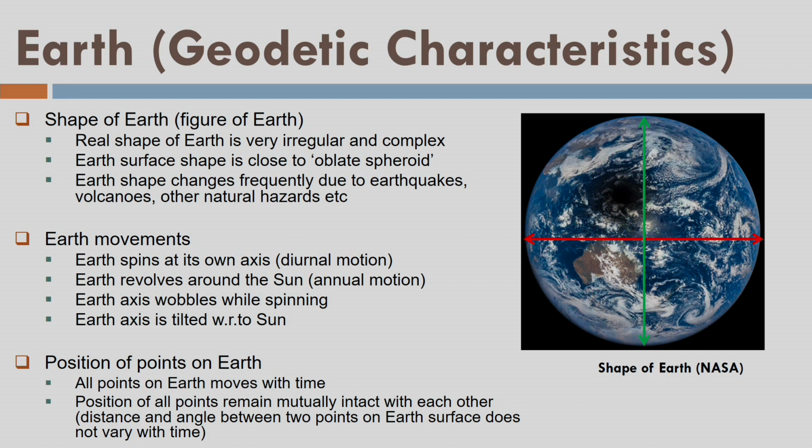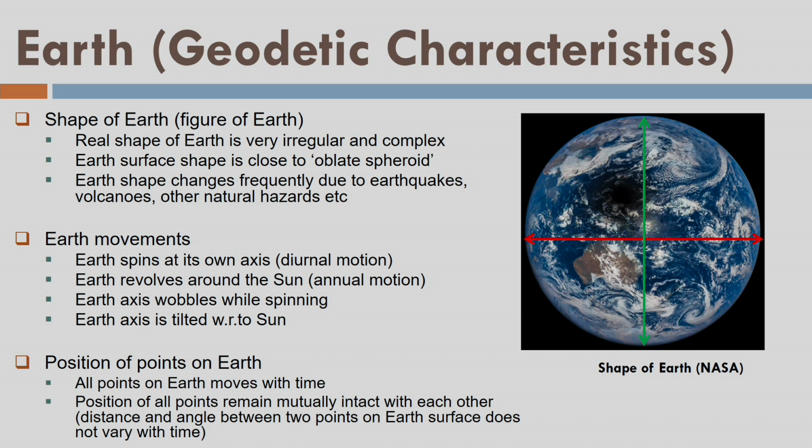What about the other things? The other things are Earth's movements. The Earth spins on its own axis, which we call daily motion or diurnal motion. Secondly, we also have annual motion: the Earth revolves around the sun, what we call the orbiting of the Earth around the sun. Third, the Earth's axis wobbles while spinning. What does it mean? Let us say this is the axis of the Earth and it is wobbling, so we have the rotation like this. That means it is spinning every day, but at the same time it is doing like that.